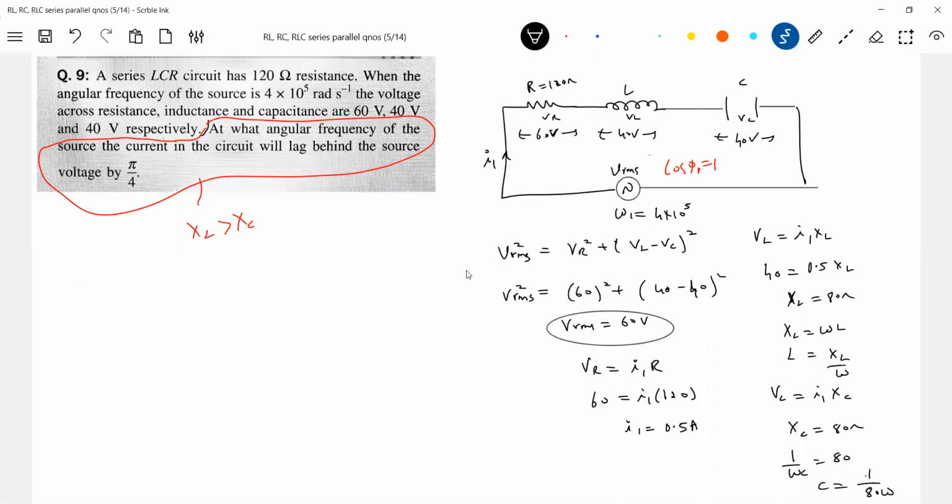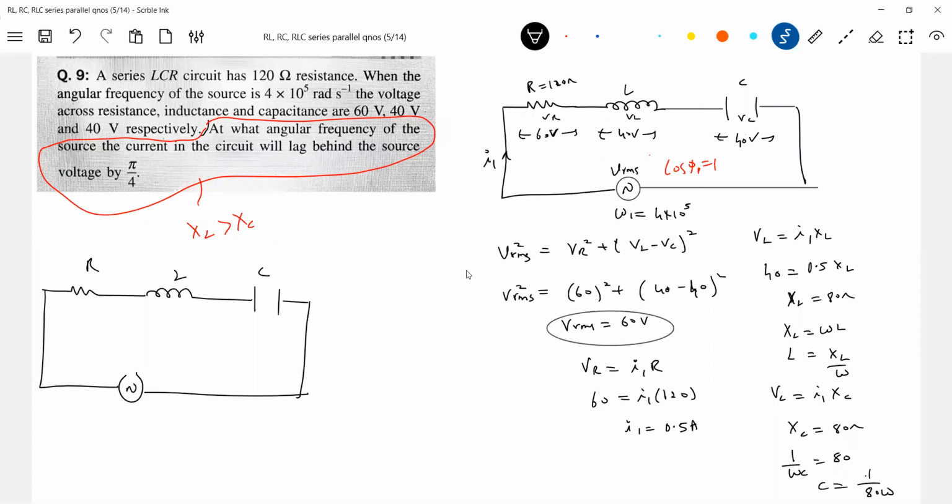There's a background, what we have done is the background. Now I'll enter into the question. I'm not going to change the value of L and C. L and C are as they are. Now I'm going to vary the frequency, omega 2. A new current will flow, I2. Now this will be VL, this will be VC, and this is VR. Some other values.